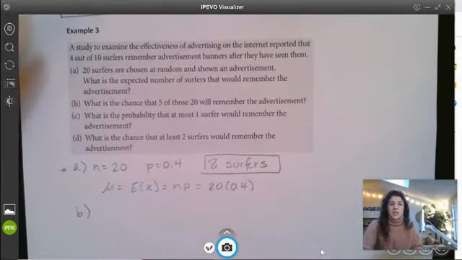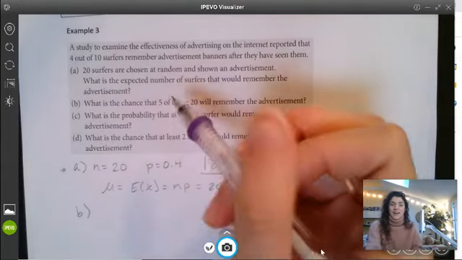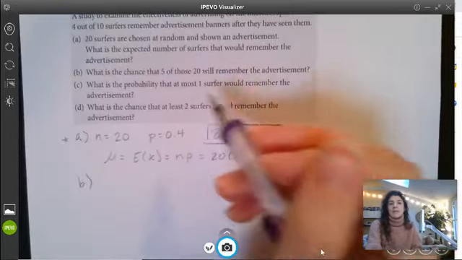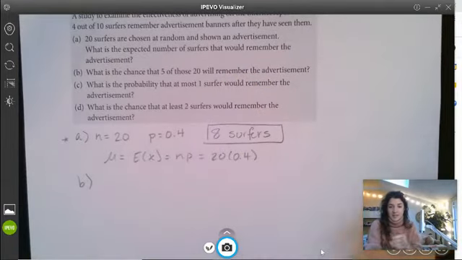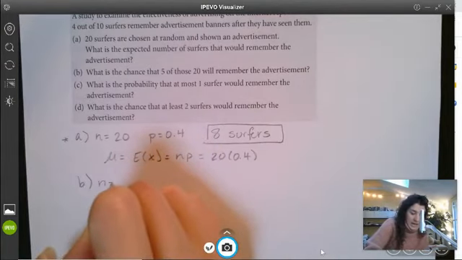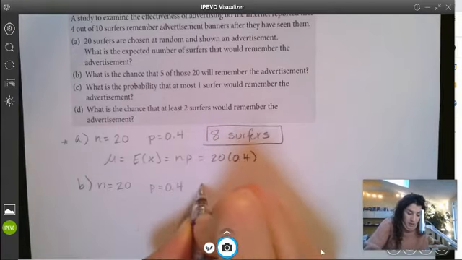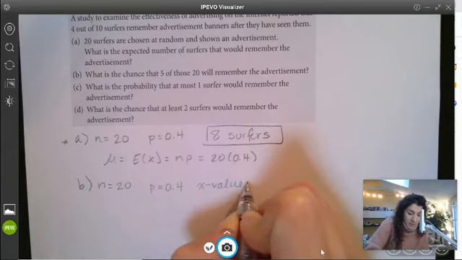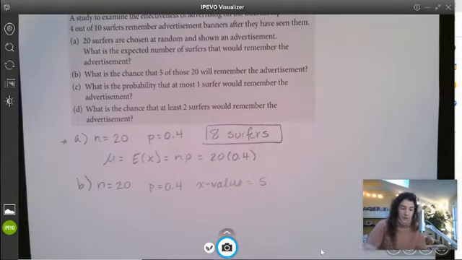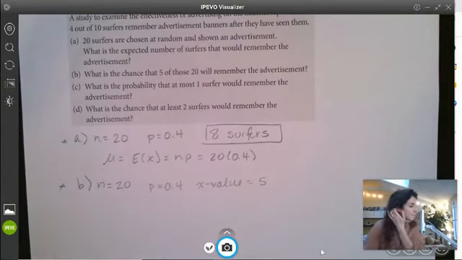Okay, what is the chance that 5 of those 20 will remember the advertisement? Maybe that's why I wrote 5. So now what we're looking at is the probability that 5 out of the 20 will remember. We're talking about this calculation that we've been doing in our calculator, where n is 20, p is the probability that they will remember, which is 0.4, and the x value is the number of outcomes that we want, which is 5. Go ahead and plug that into your calculator. Remember, you hit menu 5, 5A, or just look at it: we're looking at probability, then distribution, and then we want a binomial distribution.